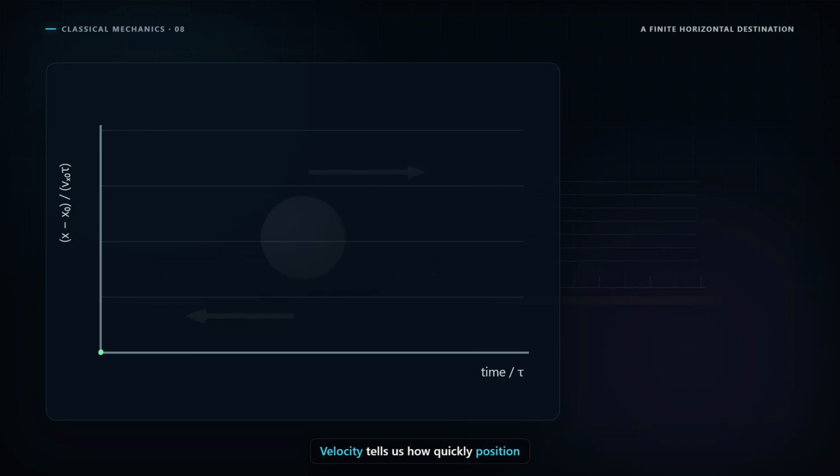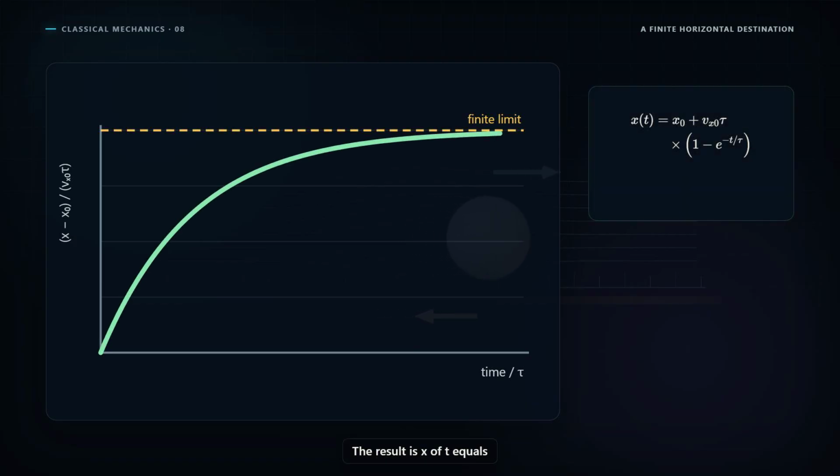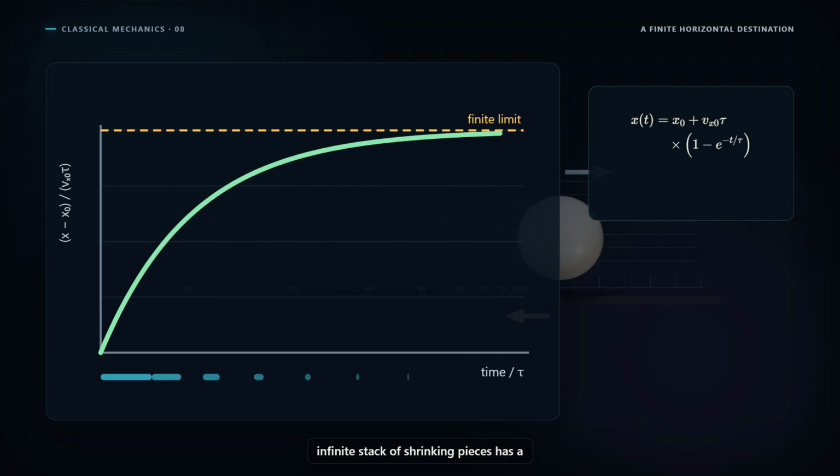Velocity tells us how quickly position accumulates. Integrate the exponential speed from 0 to t. The result is x of t equals x0 plus vx0 tau times 1 minus e to the minus t over tau. Watch what that means physically. Early time intervals add long pieces of distance. Later intervals add shorter pieces. The infinite stack of shrinking pieces has a finite sum.